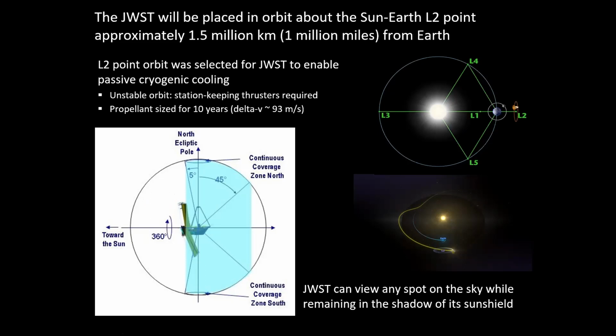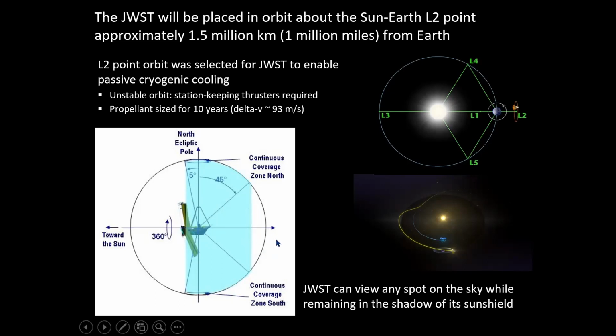Now, to be a useful telescope, we have to be able to point it all over the sky. And so to make this solution work, we had to figure out a way to keep it in the shadow of the sunshield and at the same time point it all over the sky. So we designed a sunshield that was big enough so that we could point the JWST 5 degrees toward the sun and 45 degrees away from the sun, and it's still in the shadow. So now we've covered an arc on the sky that's 50 degrees.